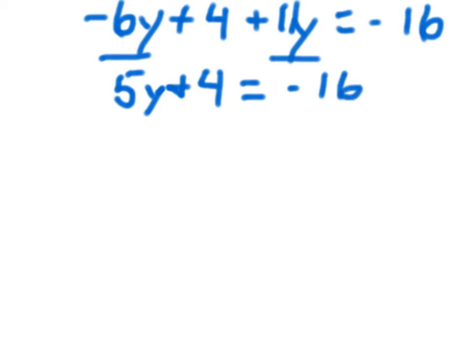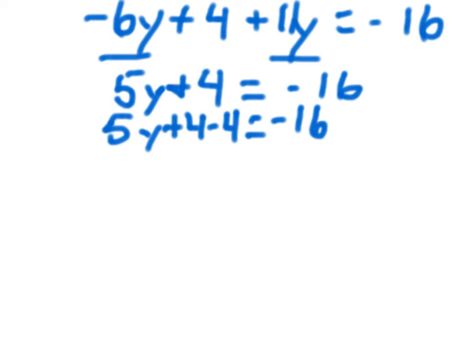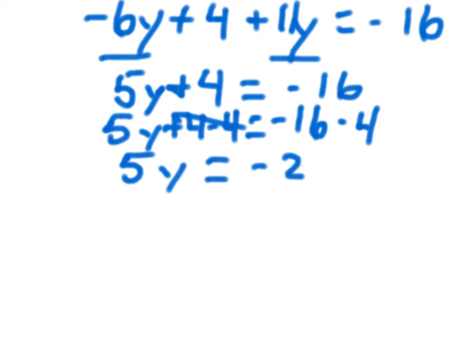Okay, well I can see from there that I can't isolate the variable yet, so I have to get rid of that 4. Let's move it to the other side. So 5y plus 4 minus 4 equals negative 16 minus 4. Well, those will cancel each other out basically, so I'm left with 5y equals negative 20.